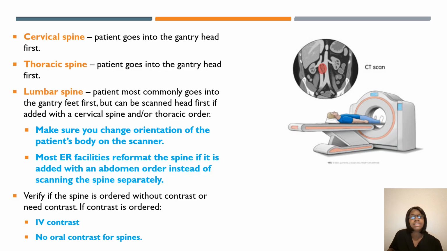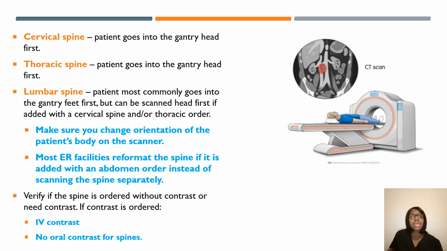So when these spine exams are ordered, you will most commonly see the patient going in feet first with their arms above their head. You can put a cushion under their knees because their back is probably hurting. If you say cervical spine or thoracic spine ordered, the patient will most likely go in head first, but you can change the orientation on the machine.